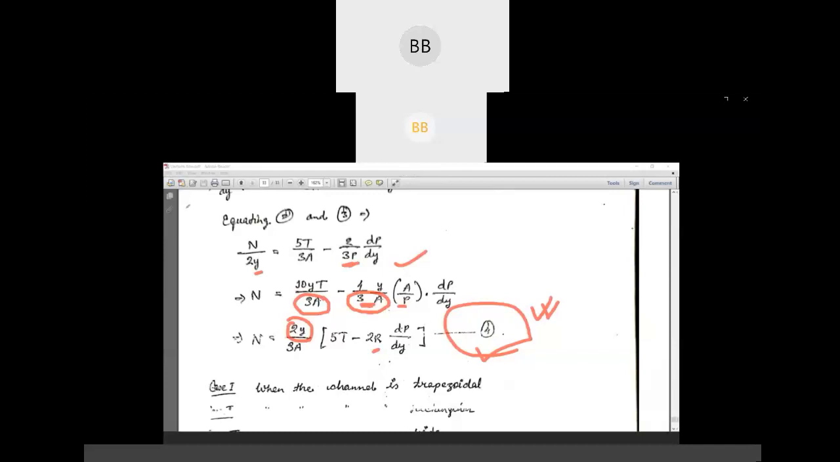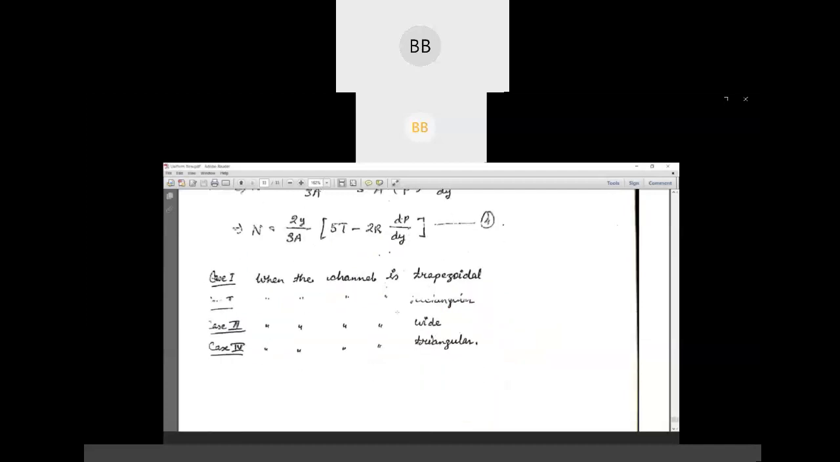Okay, so this is the general expression. Then we can use it when the channel is trapezoidal. Then we can find out what will be the n value when the channel is trapezoidal. Then rectangular, then wide rectangular, and so on. Depending on the shape of the channel, this n value will vary.